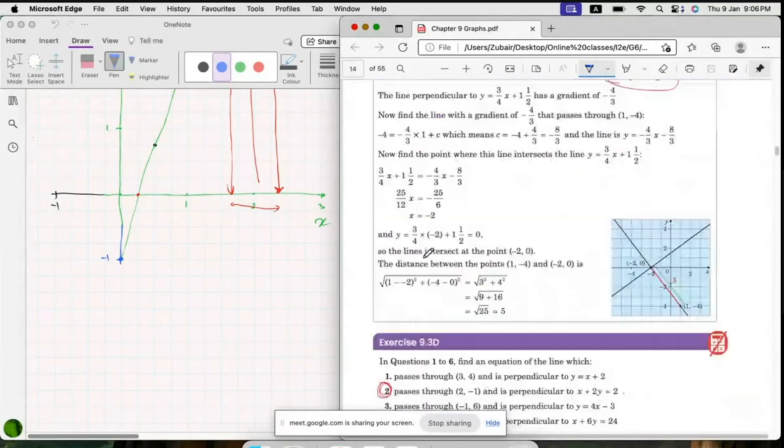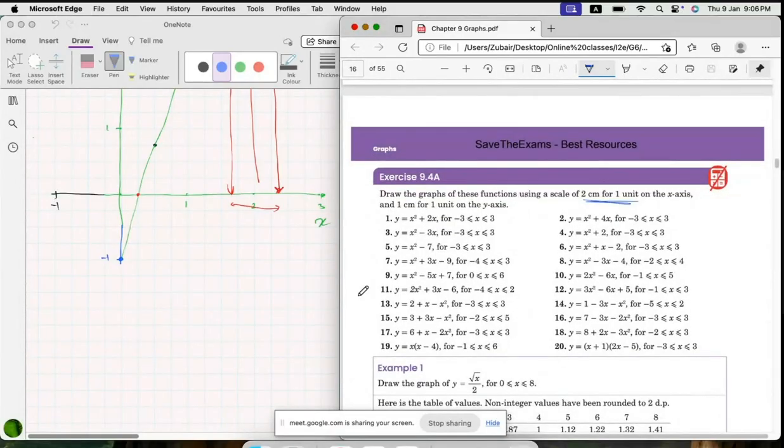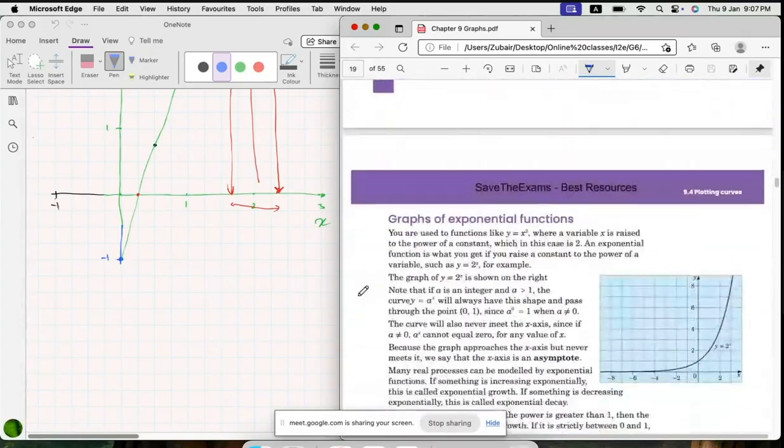We did plotting of graphs, and I think we were doing inequalities and shading.